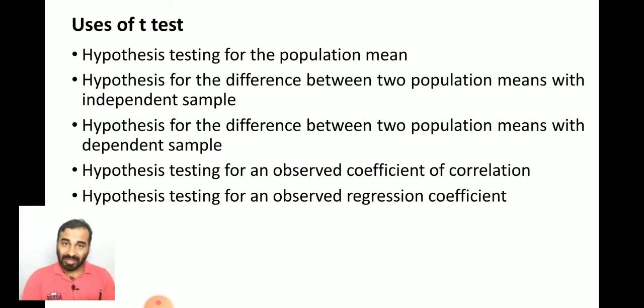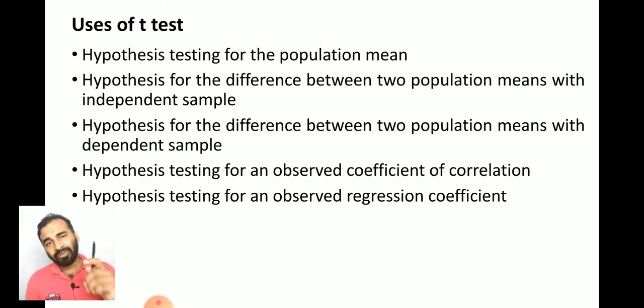So that thing we have just discussed now. We have two populations, mu1 and mu2, then we have x bar 1 and x bar 2. That is the independent samples. Then the third one is hypothesis testing for the difference between two population means when the sample is dependent. And we can also use this t-test for analyzing the significance of the correlation coefficients and regression coefficient, that we will discuss later.